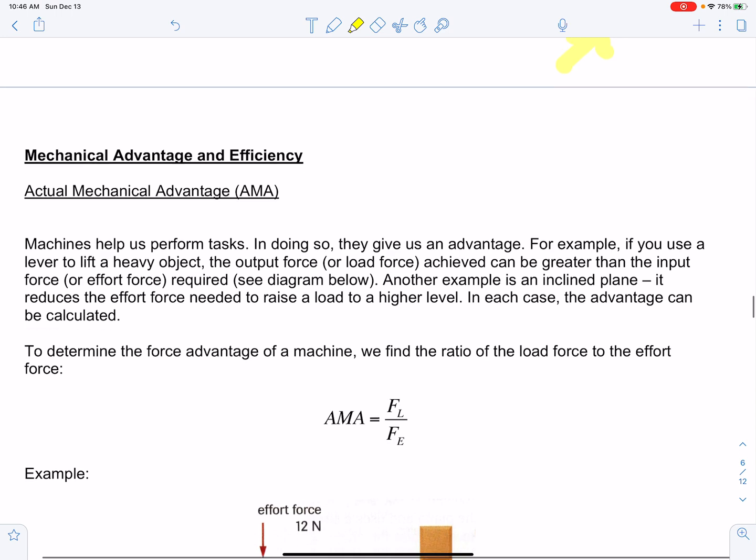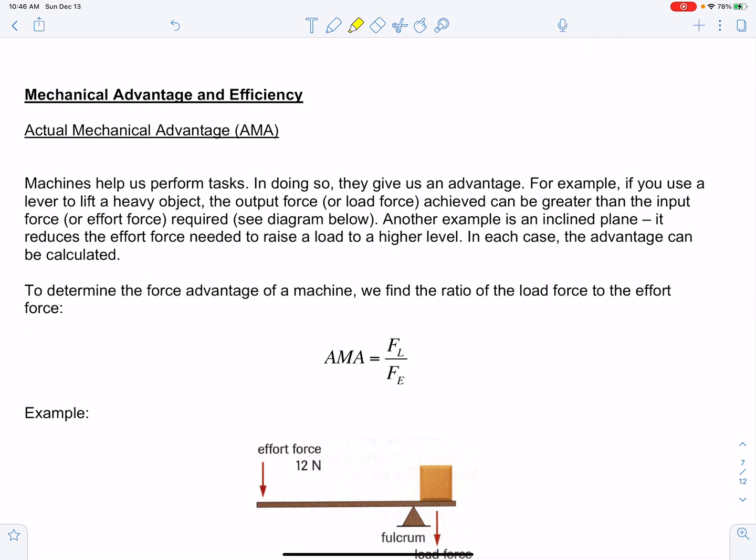Okay. A common way to assess the advantage and efficiency of simple machines is to introduce concepts called actual mechanical advantage and ideal mechanical advantage. Machines help us to perform tasks. In doing so, they give us an advantage. For example, if you use a lever to lift a heavy object, the output force or load force achieved can be greater than the input force or effort force required.